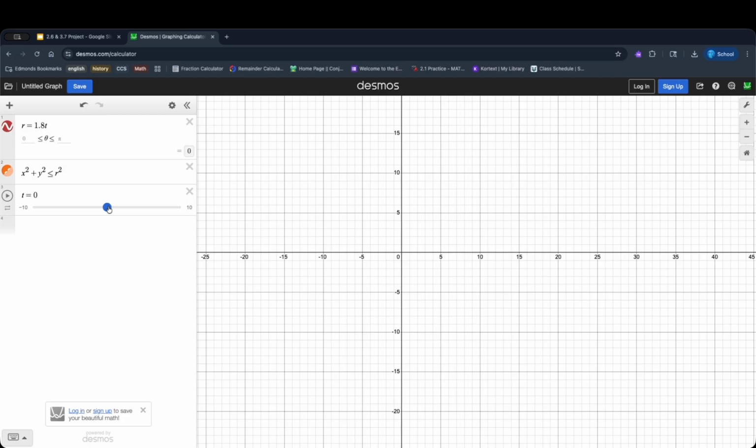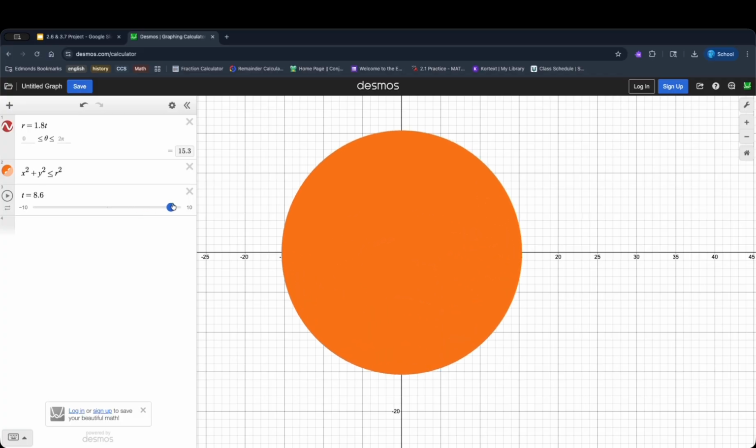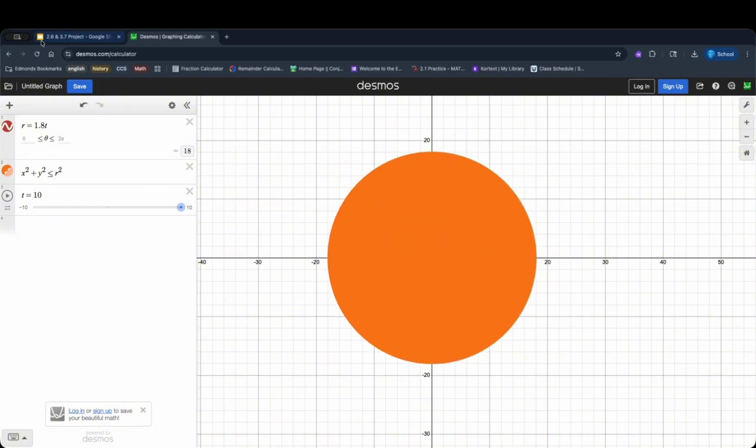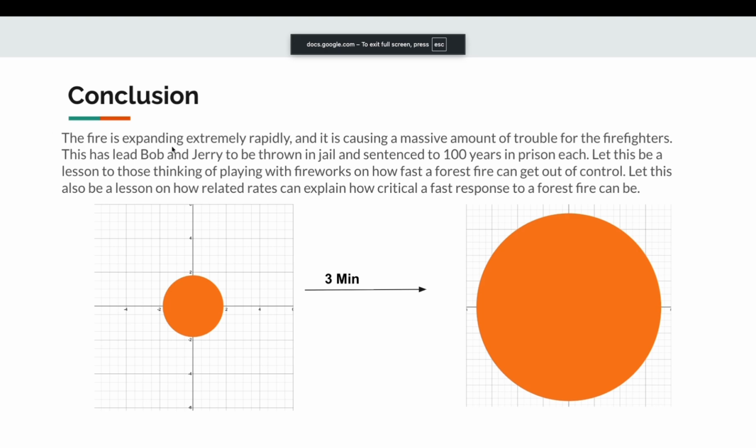So this is at 0 minutes, before the fire started. This is 1 minute, obviously. And then the area increases exponentially. So just at 10 minutes, it's already gotten that much bigger. So we learned that the fire is expanding extremely rapidly and causing a lot of trouble for the firefighters.